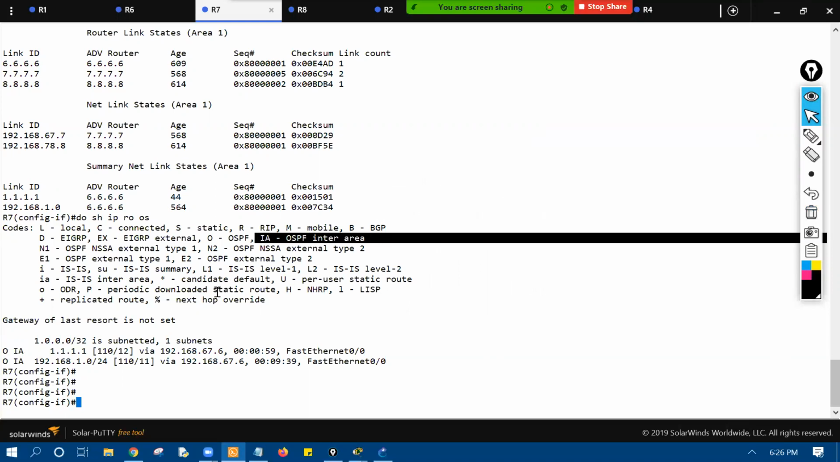Sir, if we give a separate loopback also, separate network ID, it will be considered and it will send an LSA each. Each loopback is treated like a separate broadcast domain, right? Okay. Each loopback is treated like a separate broadcast domain. It means separate network ID.